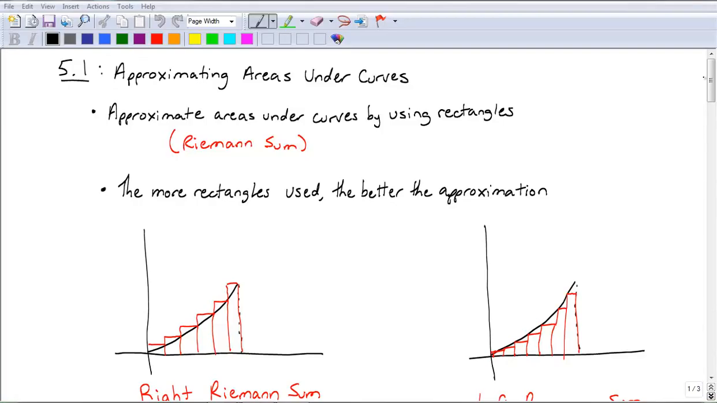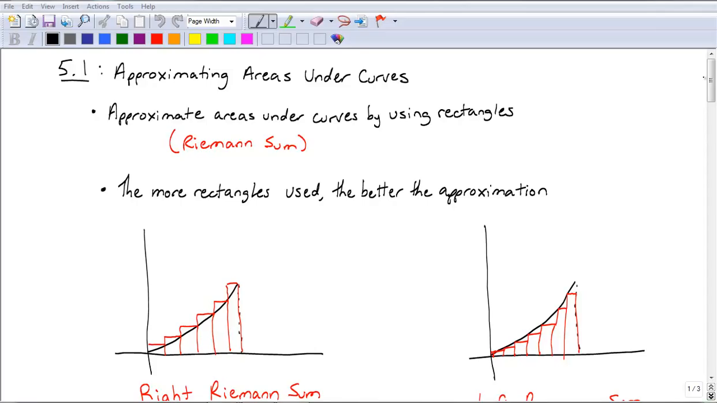5.1 is the beginning of a topic called integration. What integration does is it's the opposite of a derivative. They actually call it the antiderivative. What you do is you find the function whose derivative is what you're looking at. But before we get into that, we have to talk about what an integral really is. And what an integral really is, is the area underneath a graph.